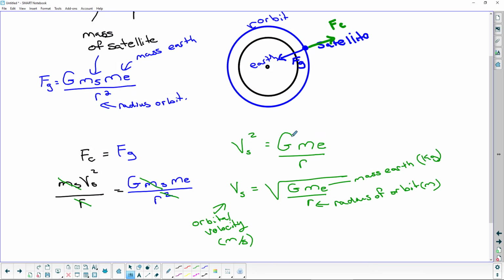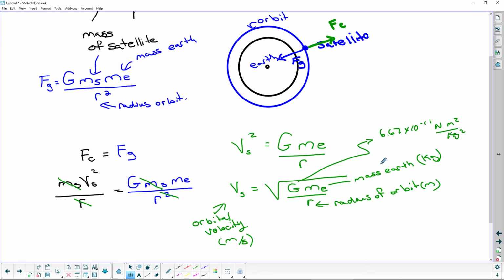And then we have big G. We know that this is 6.67 times 10 to the negative 11 Newton meters squared per kilograms squared. It has to be able to cancel those out. And then this is our orbital velocity. So that's kind of how it works.